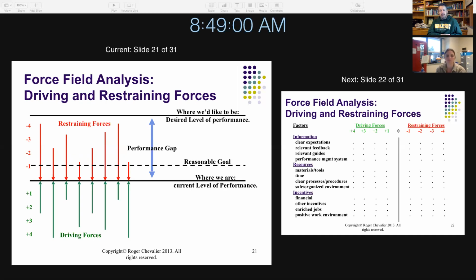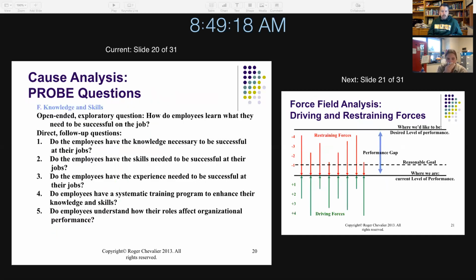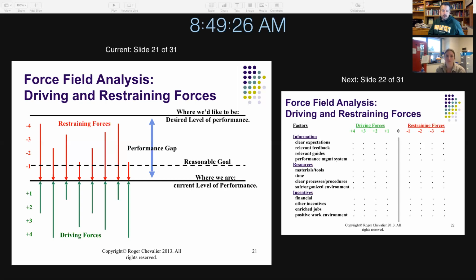Now, I probably misspoke by saying this is on the causes, but instead of thinking about the causes, think about the questions that we asked. So if you just take the one that we looked at earlier on expectations, now you ask questions about expectations. It may or may not be a cause. But you would have a force there.